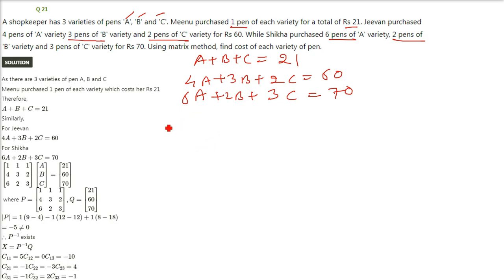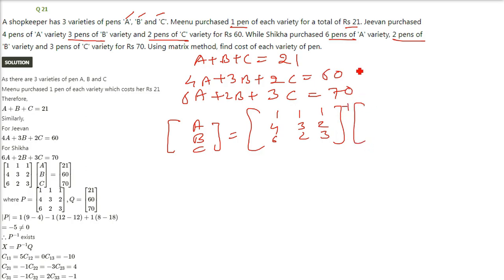Now I hope you'll be able to do it. This A, B, C will come here, and that is going to be the matrix with rows 1, 4, 6, 1, 3, 2 and 1, 2, 3. And this inverse has to be multiplied by 21, 60 and 70. This is your final answer.